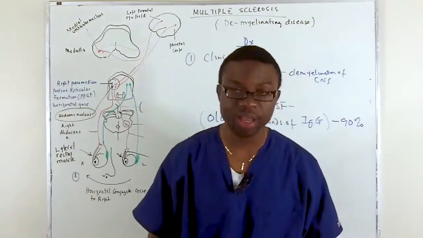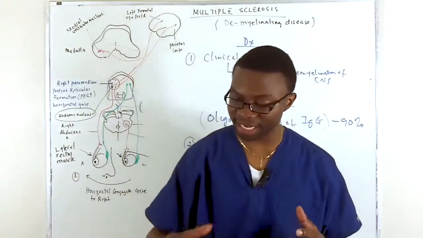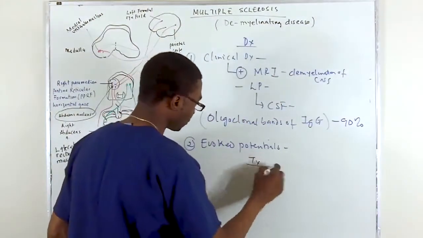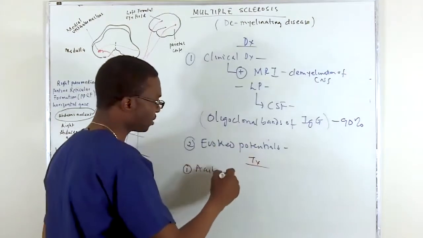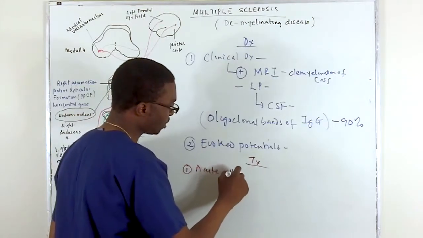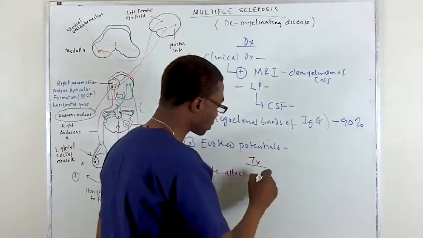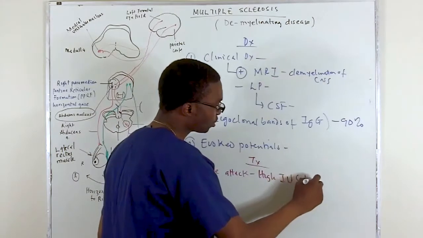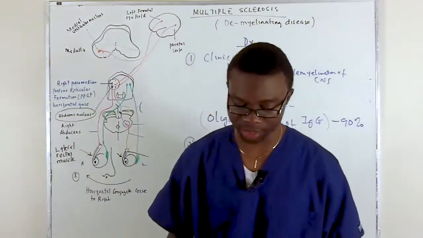Well, the treatment often depends on when they have an attack. If these patients have an acute attack, an acute exacerbation, like I said, a relapsing episode, you want to start them on steroids. You want to give them high-dose intravenous corticosteroids. That's what you're going to give the patient that has an acute attack.